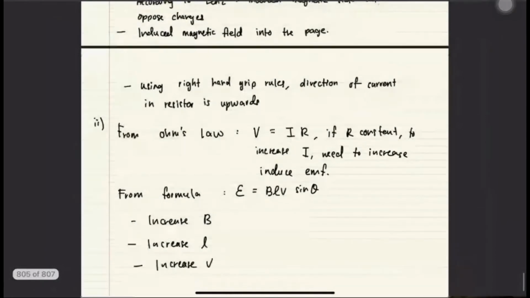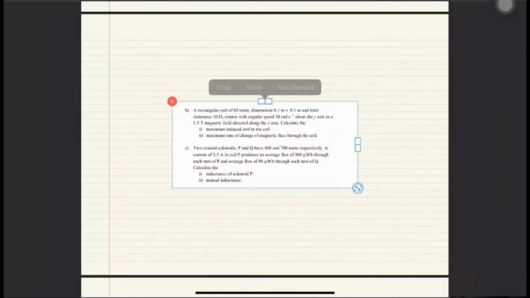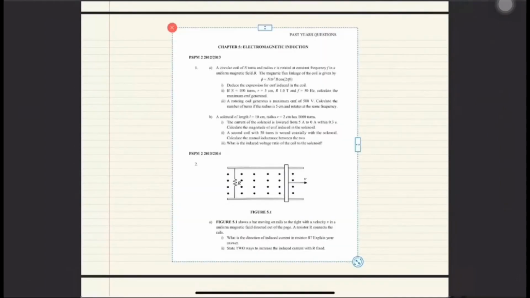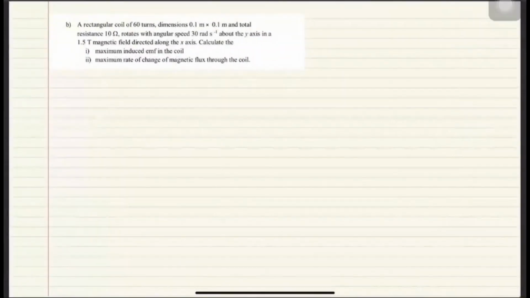Okay, faham sir. Okay, done for question A. For question B, okay, mana question B? Nah, question B is this one. Saya tulis kat sini. Okay. A rectangular coil of 60 turns and a total resistance of 10 ohm rotates with angular speed 30 radian per second about the y-axis in a 1.5 tesla magnetic field directed along the x-axis.